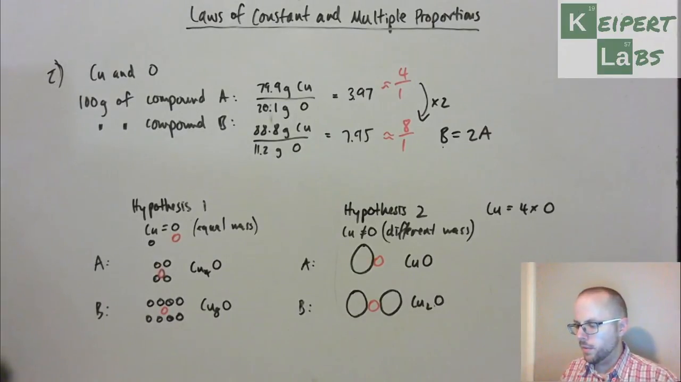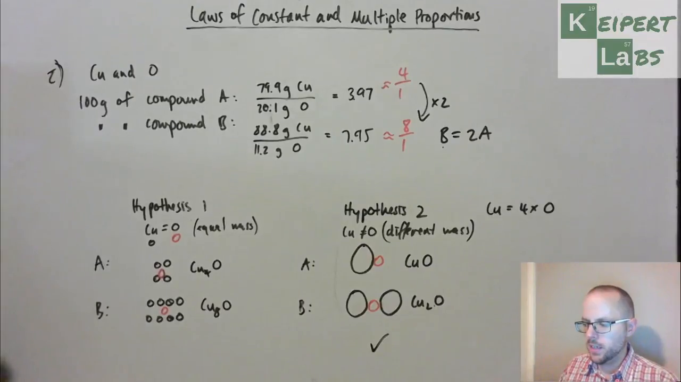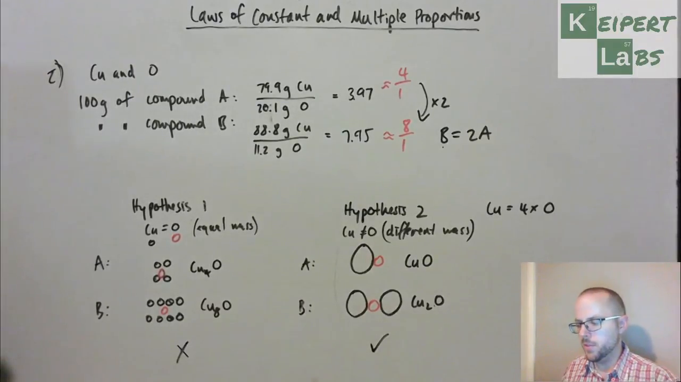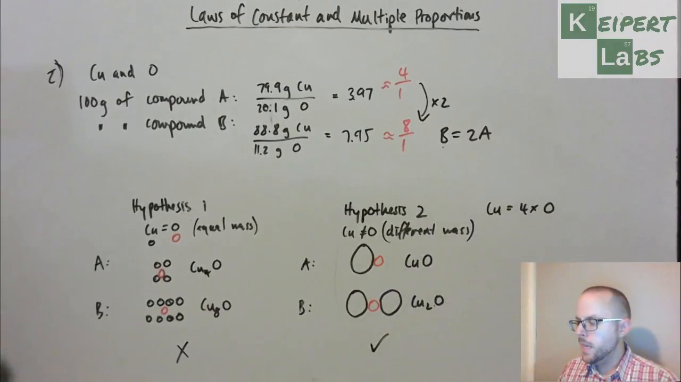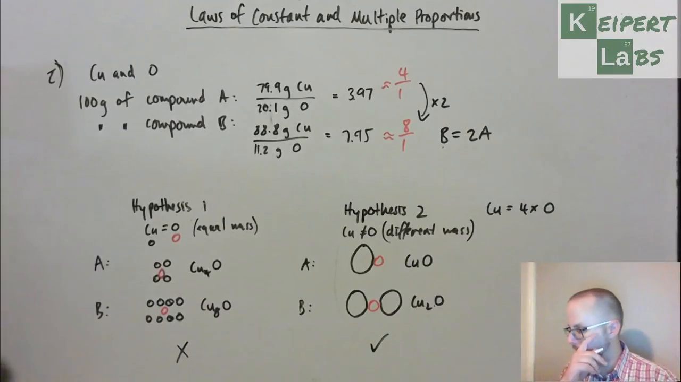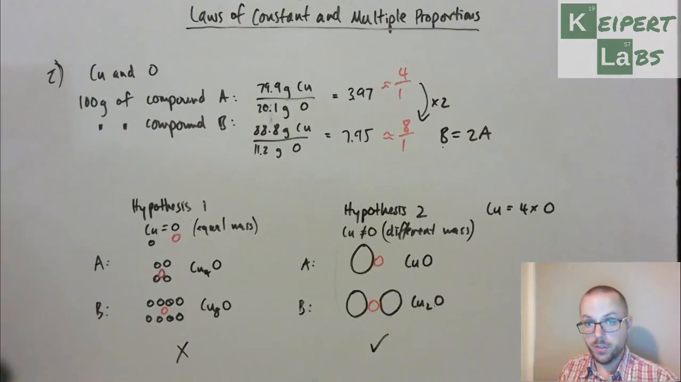So on balance, we would select hypothesis 2 over hypothesis 1, and suggest that elements have different masses, and that the difference in their mass can be quantified by looking at the ratio of their masses in compounds. Those are two key ideas, so pause and take note of those. Elements have different masses, and we can quantify the difference. We can work out how much bigger or smaller they are by looking at ratios of their mass in compounds.